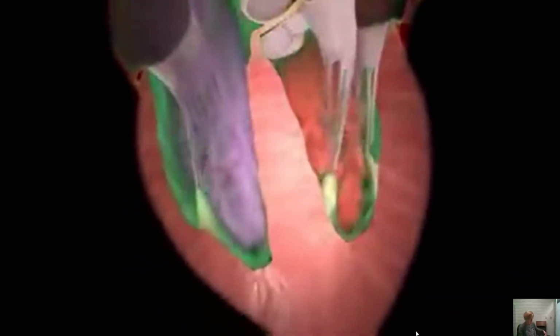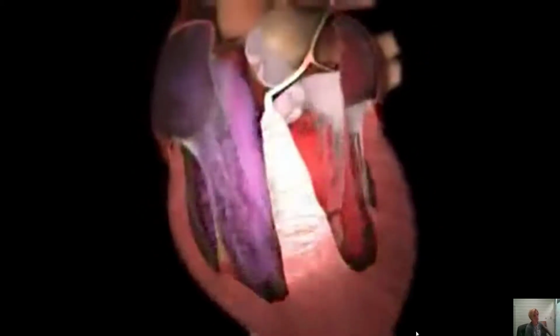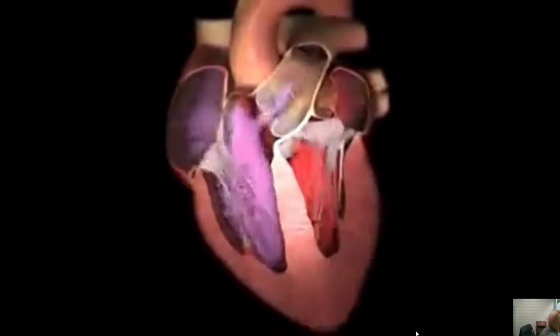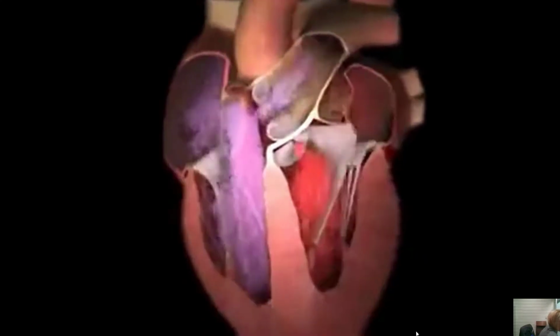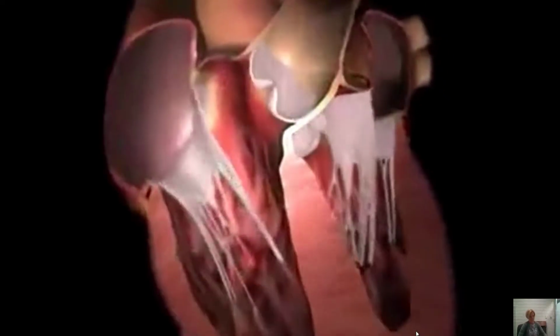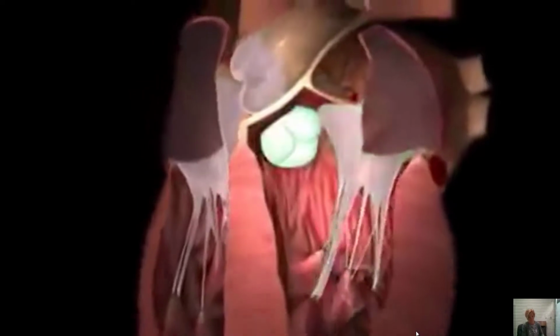The top 2 chambers are called the atria and are collection chambers for blood. The bottom 2 chambers are called the ventricles and receive the blood from the atria and pump it to the lungs and the body. The chambers are separated by valves, which control the direction of blood flow. There are 4 valves: tricuspid, pulmonic, mitral, and aortic.